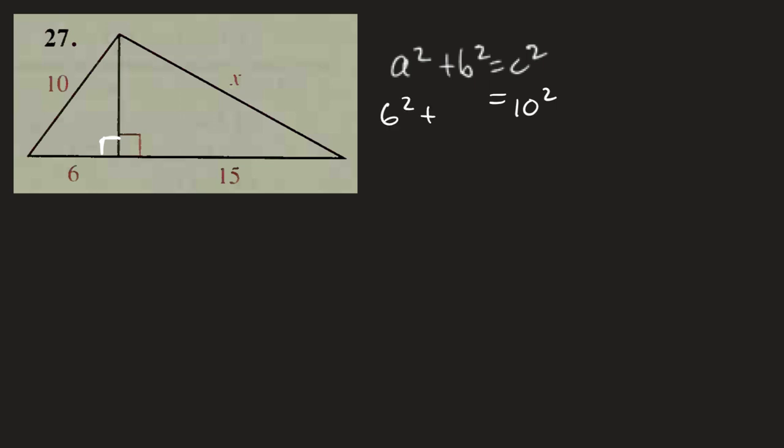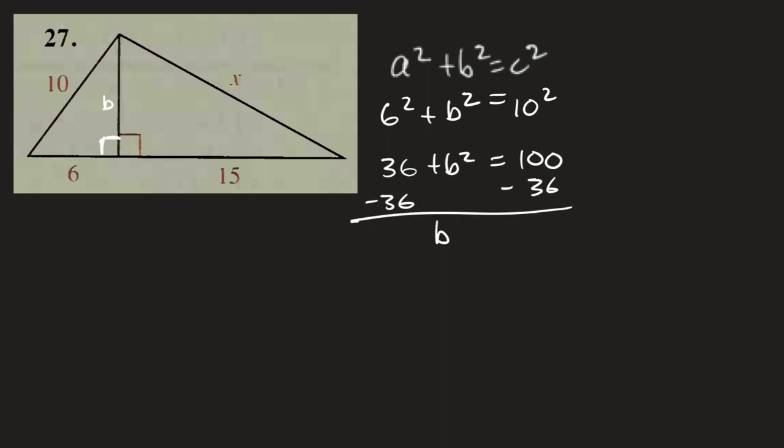And I don't know what the other side is. Let's call this b right here. So that's going to be b squared. So 6 squared is 36 plus b squared equals 10 squared is 100. And I would subtract 36 from both sides. And b squared is equal to 64. So b, if I take the square root of both of these, that means b is going to be 8. And just like I said, it's 8. Knowing the Pythagorean triples is a total cheat code. I'll show you in the next video.